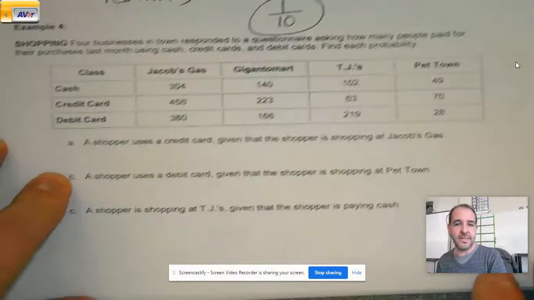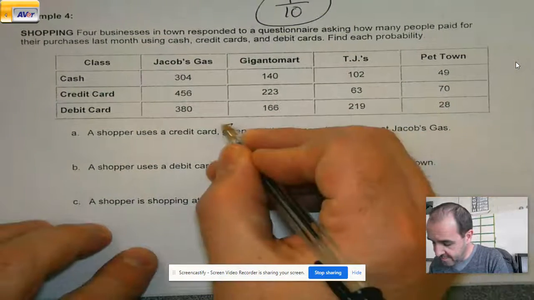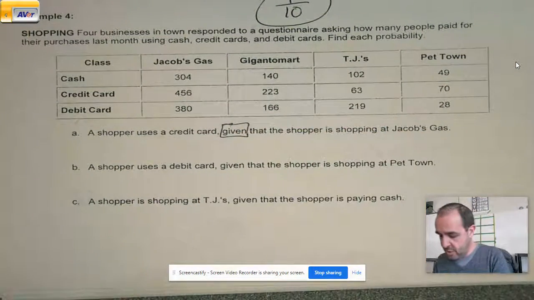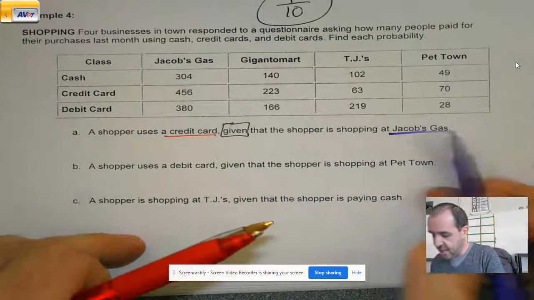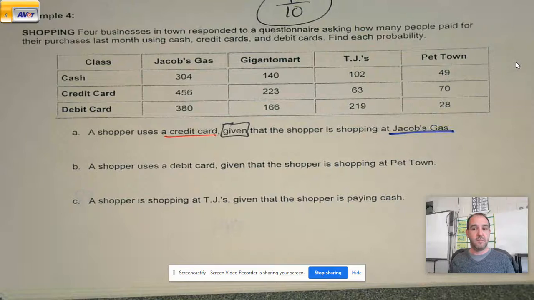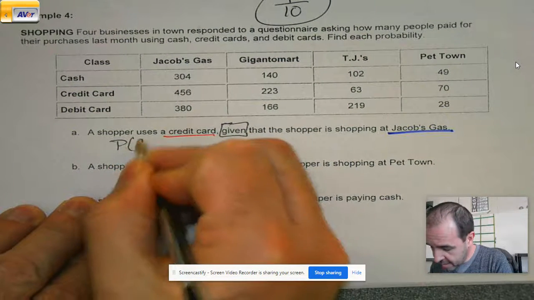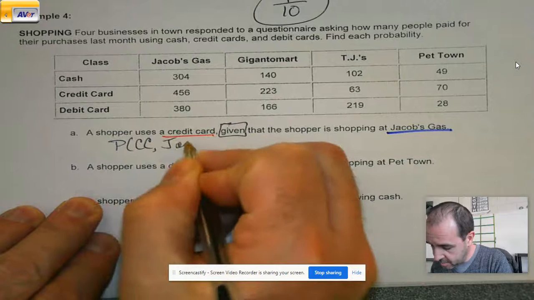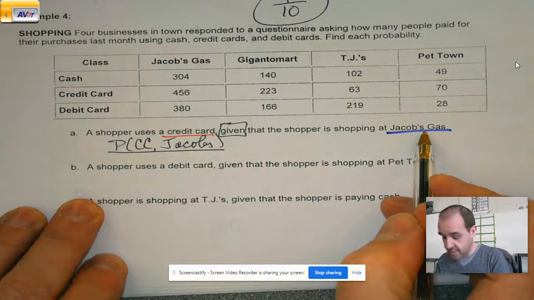Last table. All right. Small businesses. We got how they're paying for what they do. So again, same concept. Find the given. Shopper uses a credit card given they're shopping at Jacob's Gas. Put the two underlined things together. Credit card Jacob's over just what's after given.